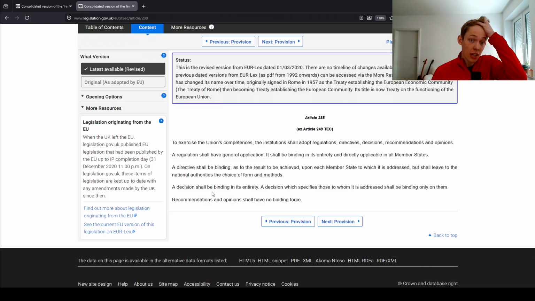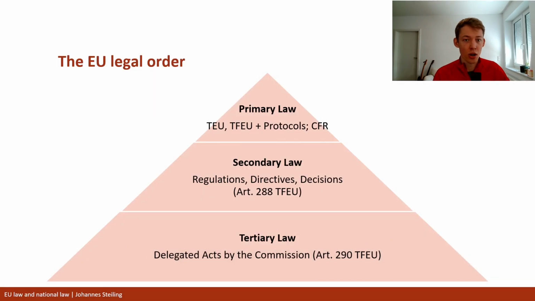And obviously the most important ones are the regulation and the directive. Decisions are also binding, so they can be important. The other ones are just recommendations and opinions. They're not binding, so they don't play that big of a role. Right. So these are the secondary law acts, and then we have tertiary law, because those are also not that important.